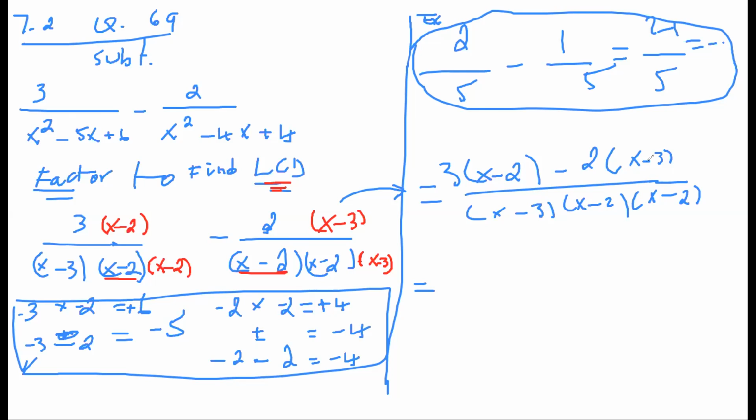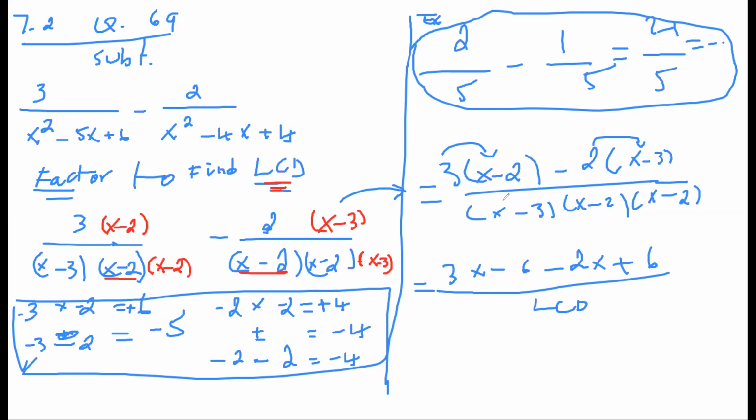Before we cancel, we can't just cancel anything right now. We have to simplify the top. We have to first simplify this, combine like terms, multiply. So we're going to multiply first. So minus 6 and negative 2x plus 6 over the LCD. LCD meaning this. I just want to write the whole thing again, or we can just do like x minus 2 in the second.